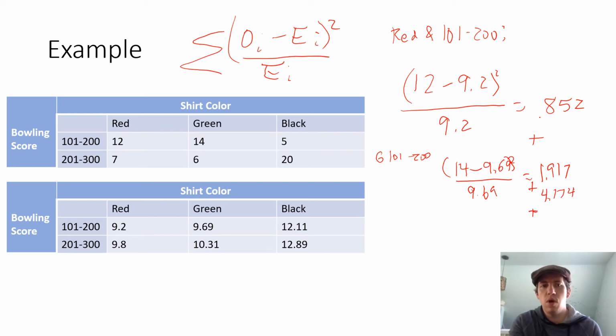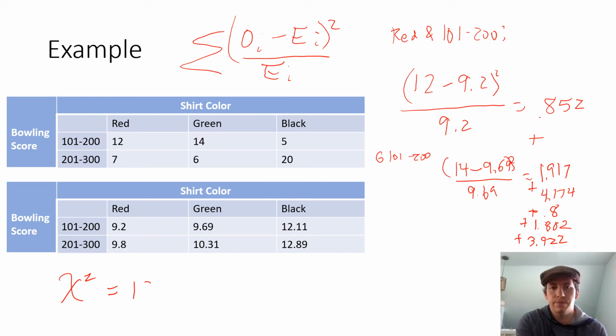And when I do the red 201 to 300, I should get 0.8. And when I do the green 201 to 300, I get 1.802. And when I do the black 201 to 300, I get 3.922. Notice that each time I get a bigger number, this corresponds to something that's really screwed up in the table, and bigger numbers make a bigger chi-squared. So chi-squared is the sum of all those. When I add them all up, I get 13.467. So that's my chi-squared.